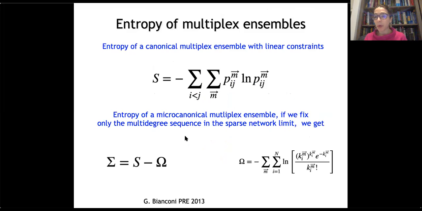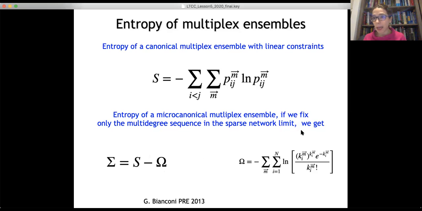Here, the number of constraints is extensive, so it is larger than order N, and therefore the two ensembles, the canonical and the microcanonical network ensemble, are not statistically equivalent, and they differ by a quantity that is the entropy of large deviation.